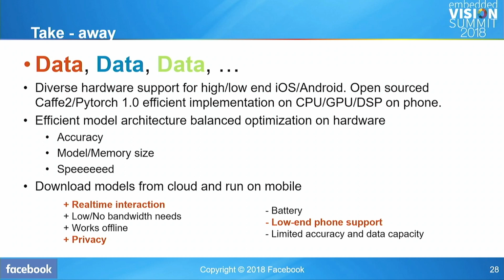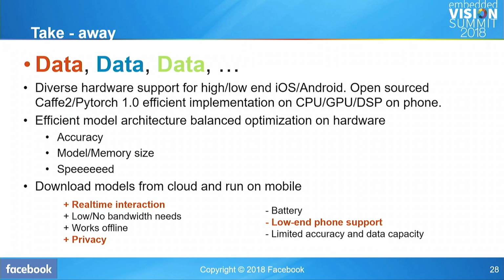Another aspect that I didn't go into detail on is the Caffe2 optimization that we pushed forward and open sourced for high and low-end Android and iOS phones, for CPU, GPU, and DSP. Everything is open sourced, and there are very great tutorials together with PyTorch, where you can train your own network and do research, and then run in real time on a mobile phone or embedded devices with Caffe2.